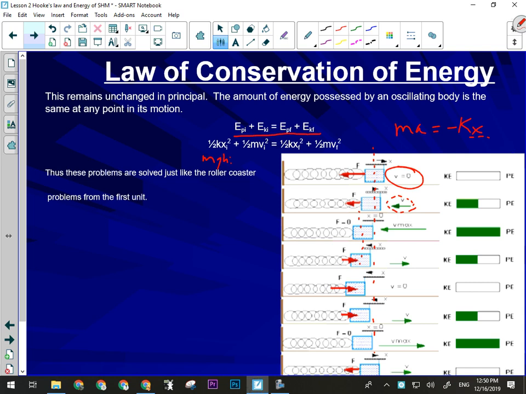A Hooke's law question will always talk about an object in only 1 position, and oftentimes it's not moving. Obviously, for a law of conservation of energy question, the object has to be oscillating.